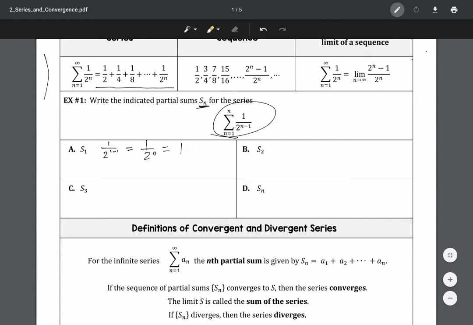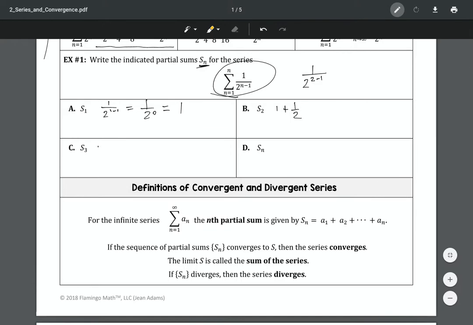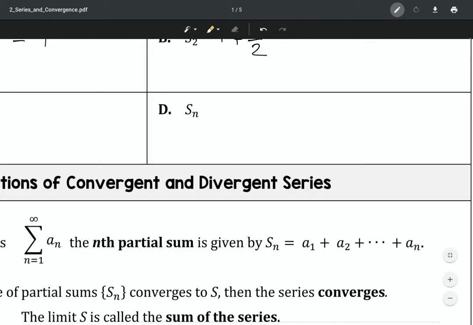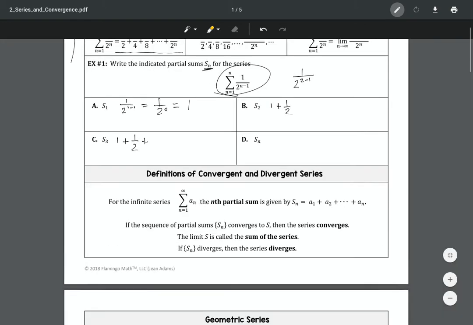Now S of 2, you're going to add the previous term that we just found, which was 1, and then plug in a 2 for n. So essentially you would have 2 over 2 to the power of 2 minus 1. So that's going to be 1/2, and the answer to this one is 3/2, right? Now S of 3, you're going to add the two previous terms of this series, and then you're going to add the next one. Then the next one, you would have 1 over 2 to the power of 3 minus 1, which is 1 over 2 squared, which is going to make that a 1/4.